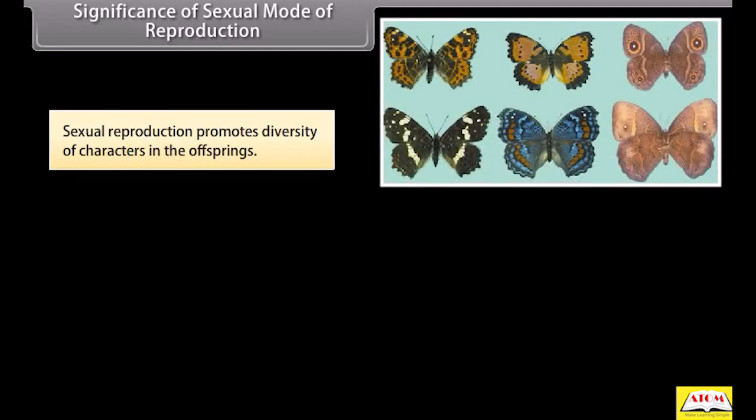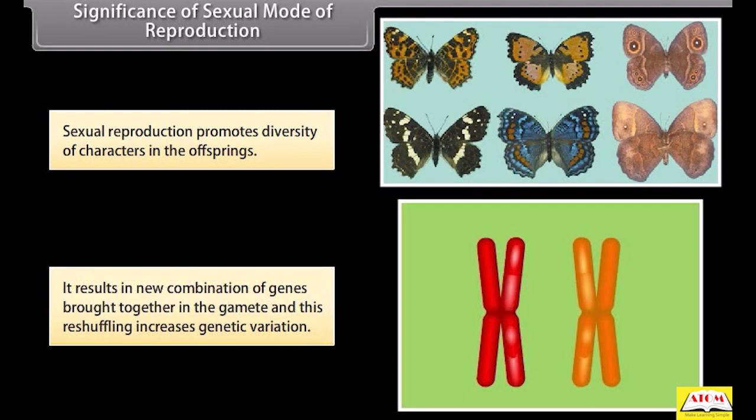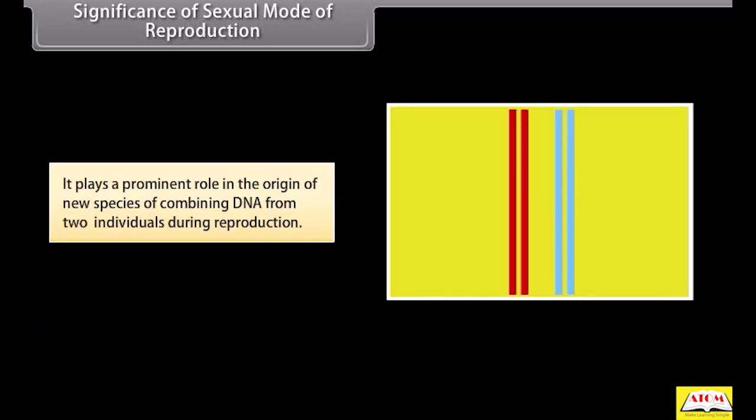Significance of sexual mode of reproduction. Sexual reproduction promotes diversity of characters in the offsprings. It results in new combination of genes brought together in the gamete, and this reshuffling increases genetic variation. It plays a prominent role in the origin of new species by combining DNA from two individuals during reproduction.